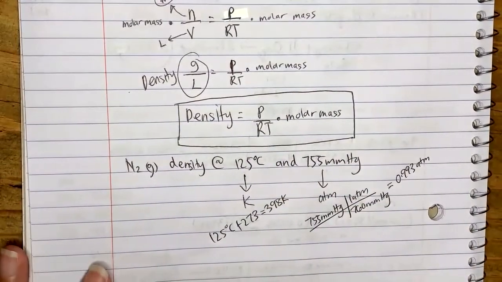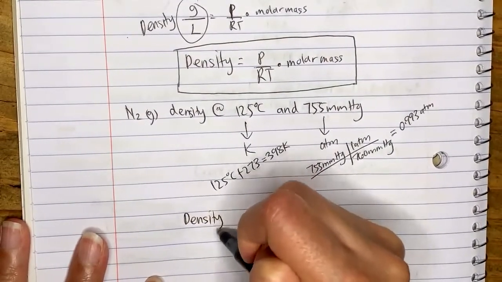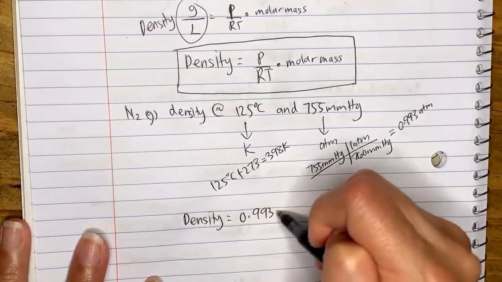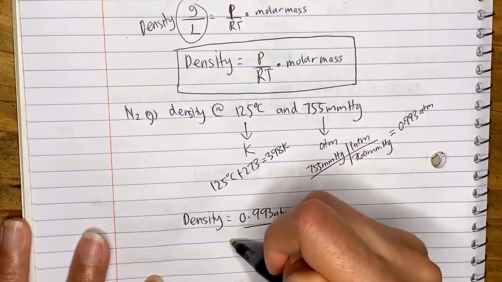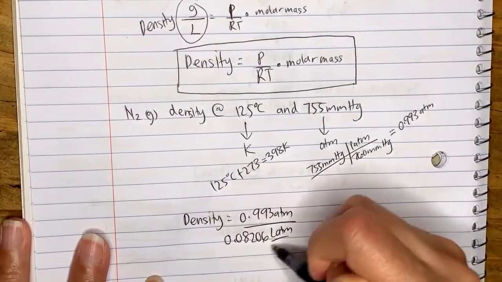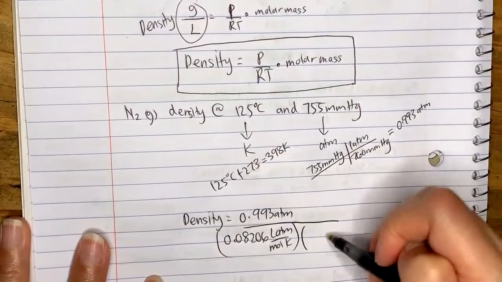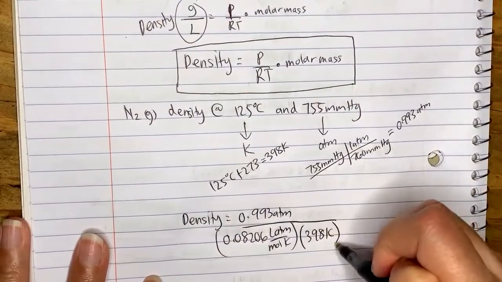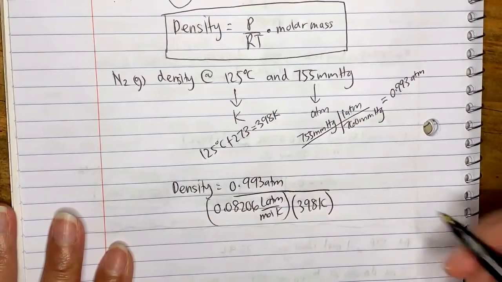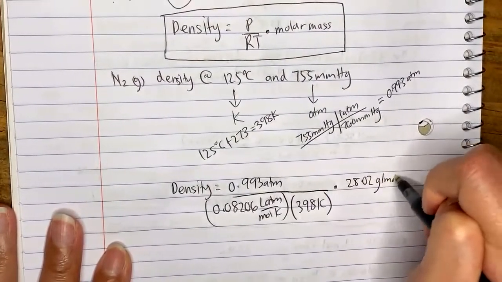Okay, so then we can go ahead and plug it in. Density of nitrogen now equals P, 0.993 ATM, over R, which is 0.08206 liter ATM per mole Kelvin. Temperature is 398 Kelvin. And the molar mass is 28.02 grams per mole.